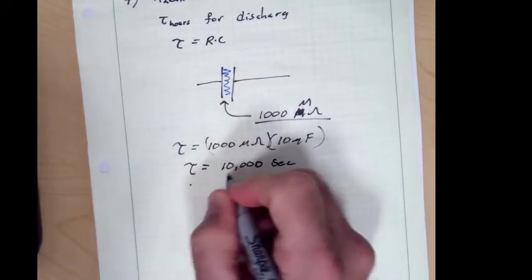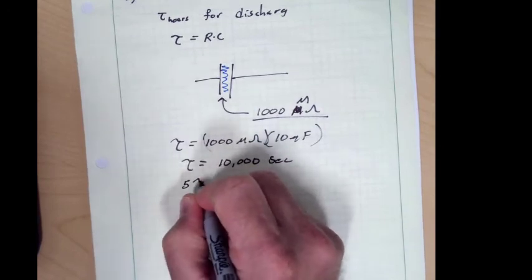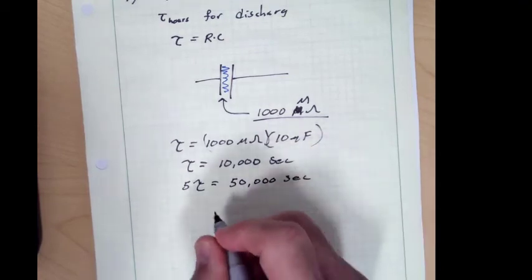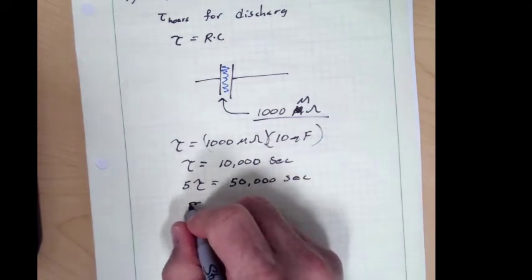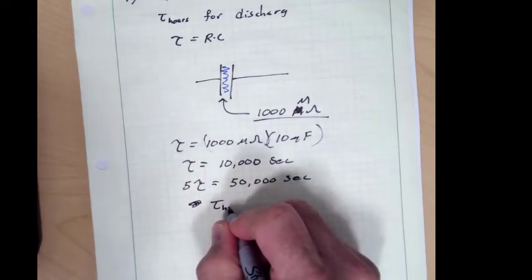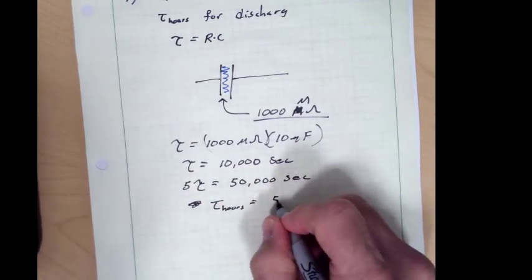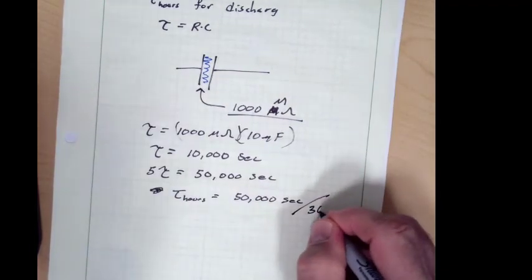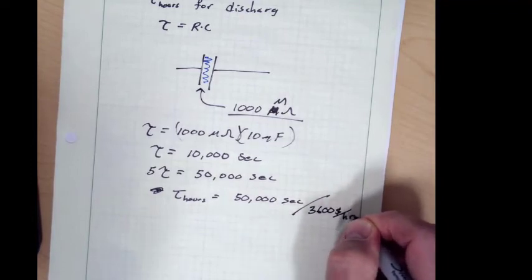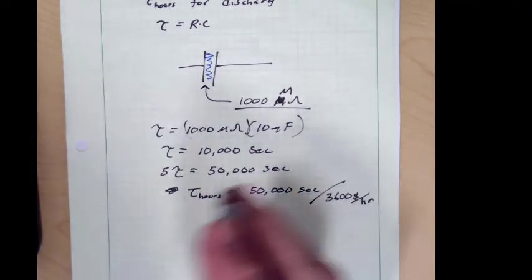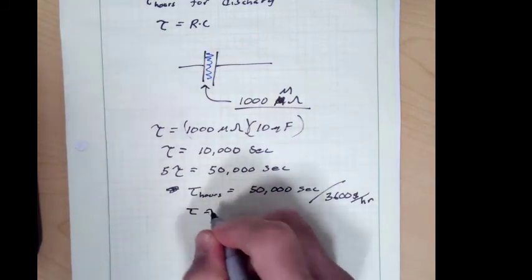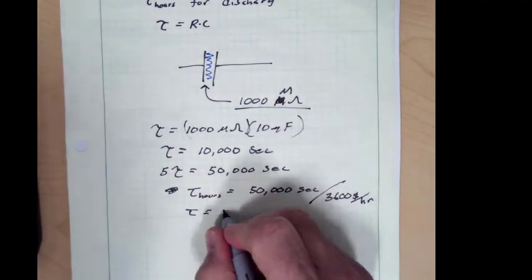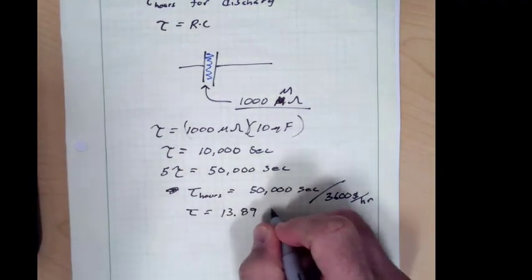And that's 1 tau, so the total discharge would actually be 5 tau, which would be 50,000 seconds. So the time in hours is equal to 50,000 seconds divided by 3,600 seconds per hour. Our seconds divide out, hours goes to the top, and so time comes out to be 13.89 hours.